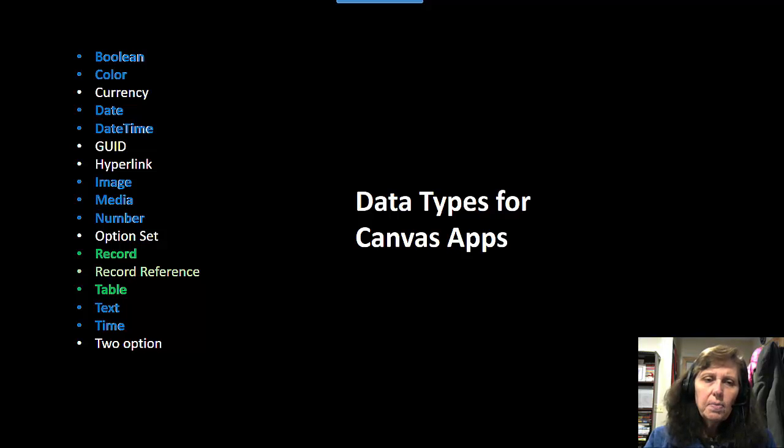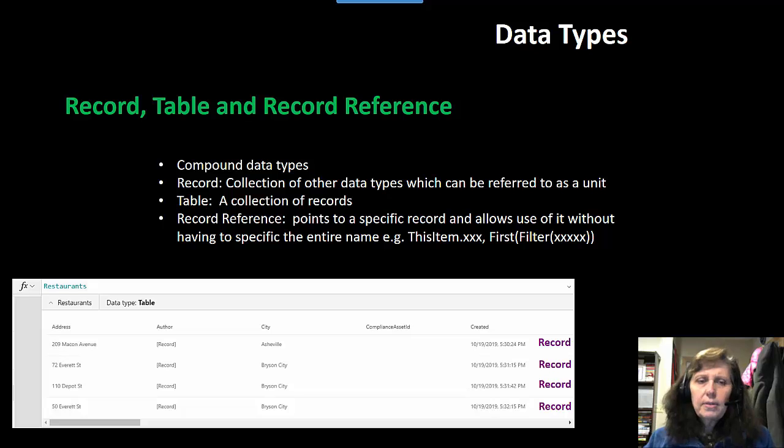We'll talk about some of the commonly used data types. The ones in blue here are the ones that I probably use 90% of the time. So let's talk about records, tables, and record reference for a minute.